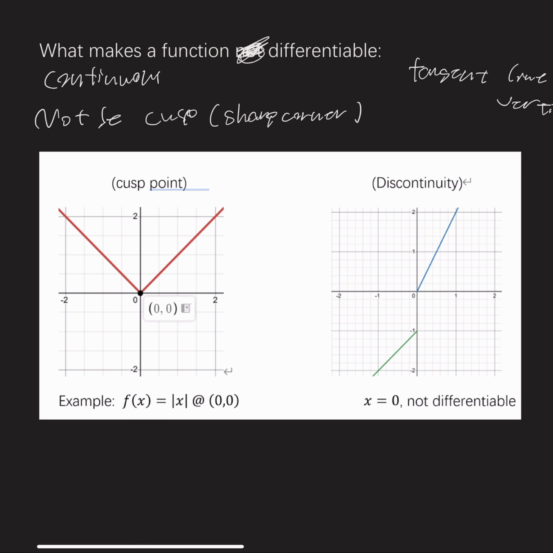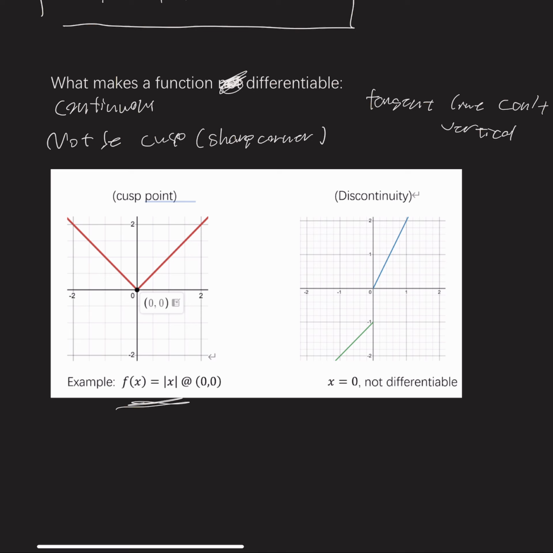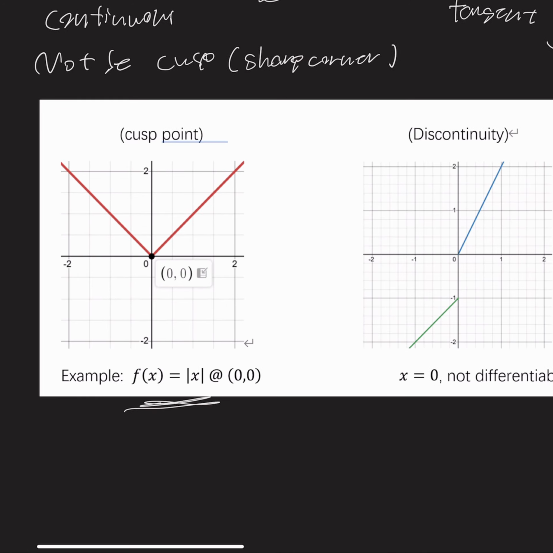Here's a cusp point of f of x equal to absolute value of x at x equals 0. And we see here, at this point, on the left side, the slope is equal to -1, and on this side, the slope is 1. Recall that the definition of derivative is a double-sided limit. The left-sided limit and the right-sided limit are not equal, which means that the limit does not exist, and at this point, x equal to 0, it is not differentiable.